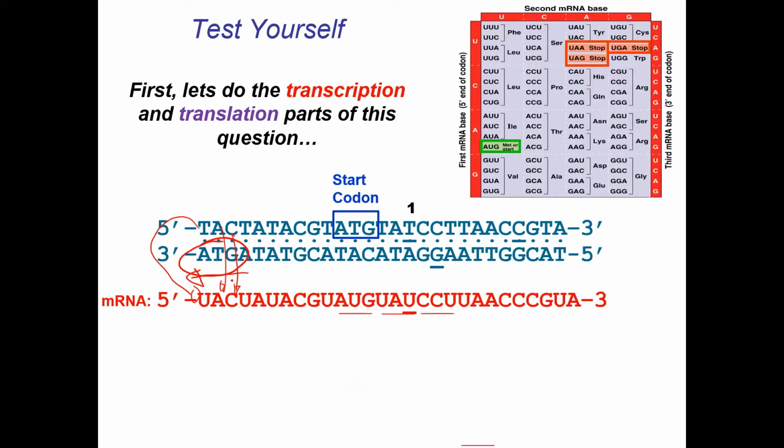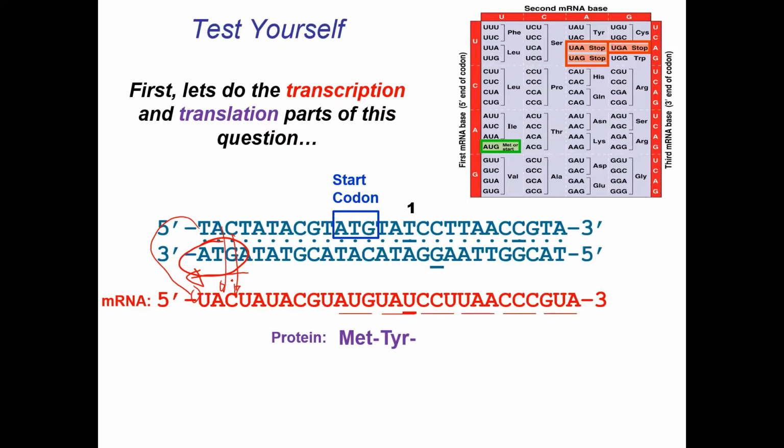Then you find your start codon, and you underline all your triplets, or you identify all your triplets. And then what you need to do is take a look at the triplets, look at the genetic code, and use those codons to figure out which amino acids you're going to code for. So here's our protein. Our protein starts at the start codon, of course. The AUG codes for methionine.